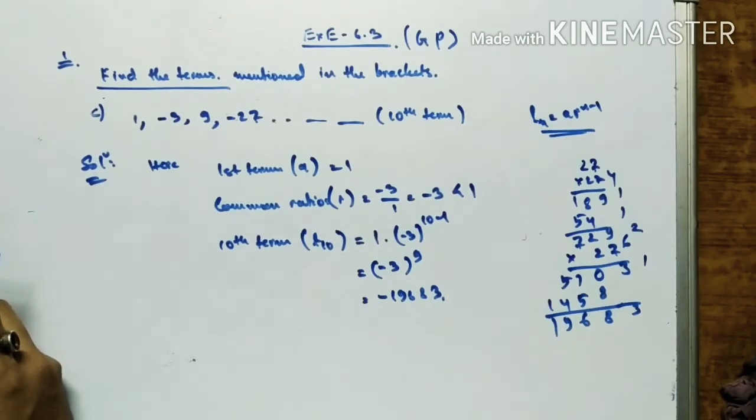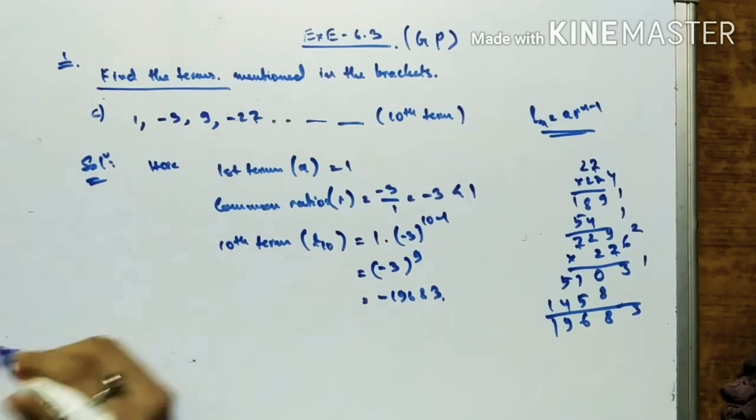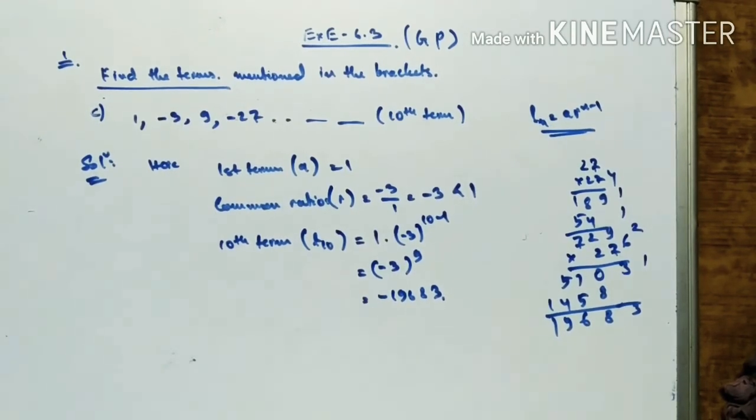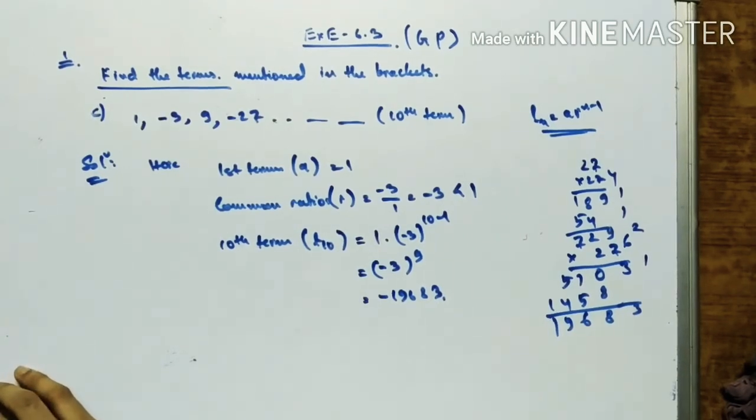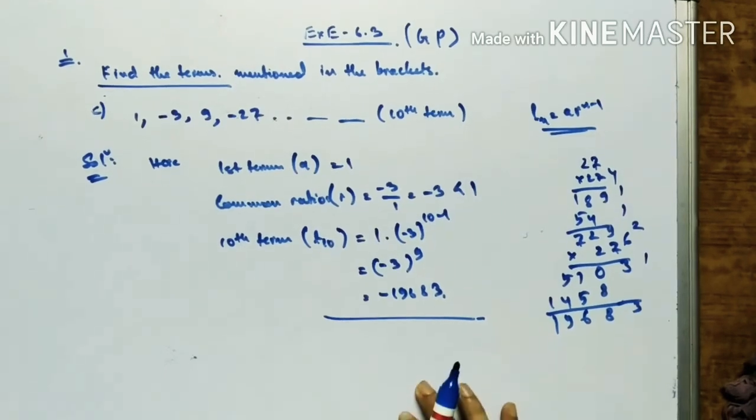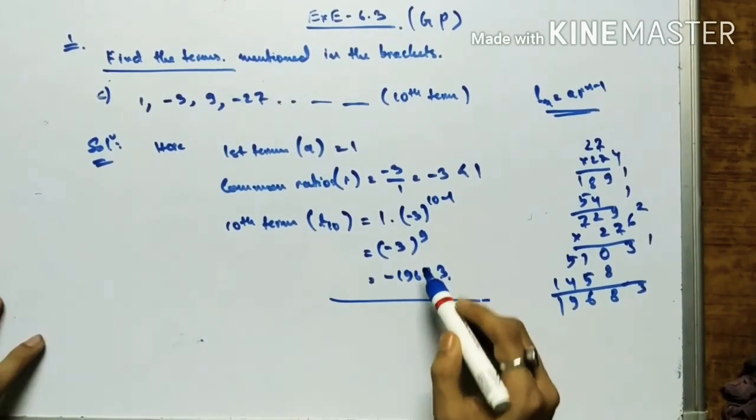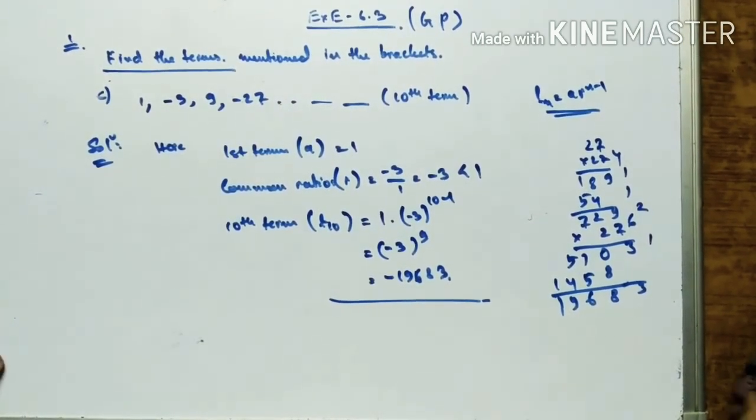Type 1 number C. Minus 1 when n is even, minus n when n is odd. Okay, so this will be the answer. Understand, the 10th term will be 19683. This will be the answer.